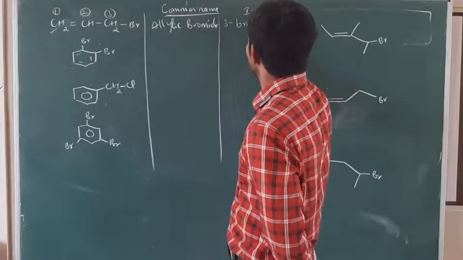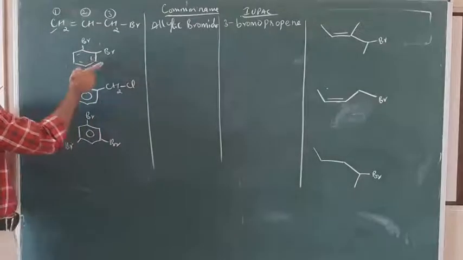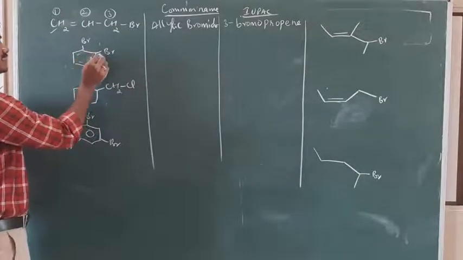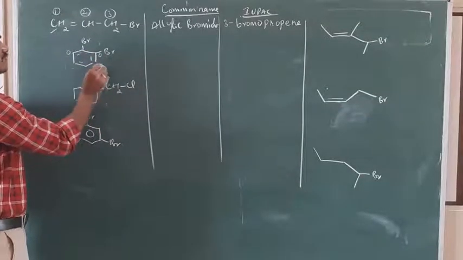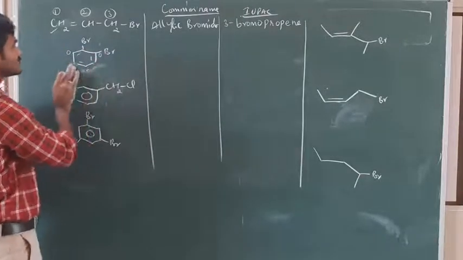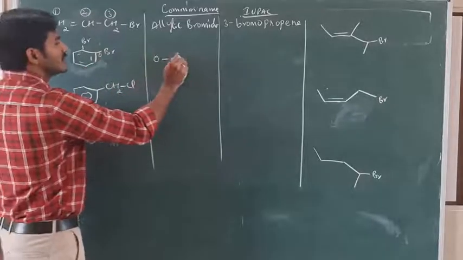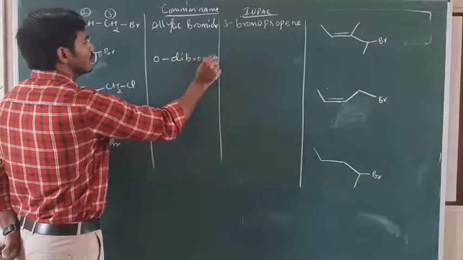IUPAC. So what is this? This position is said to be ortho. These two are meta positions. These two are para positions. So in ortho we have one substituent. Okay. Ortho-dibromobenzene.